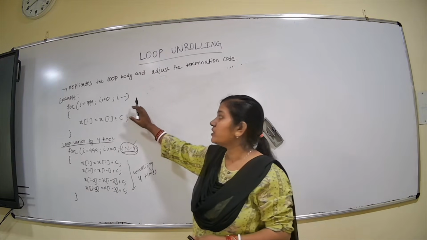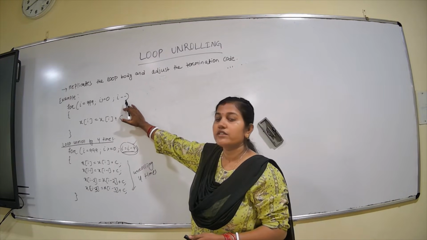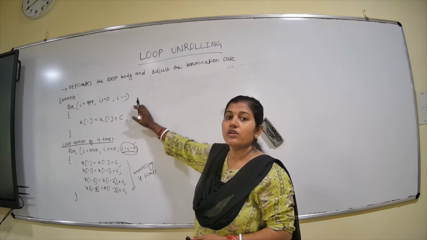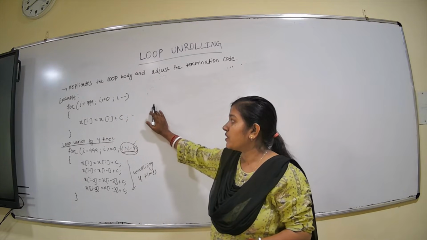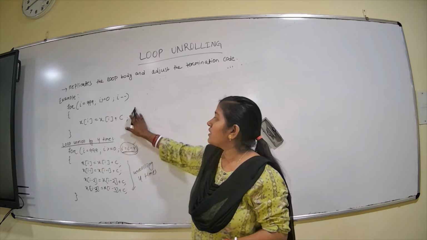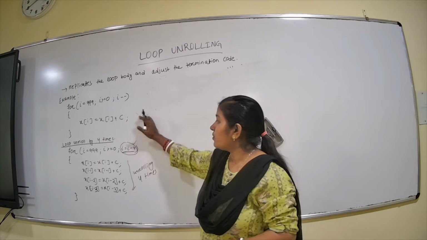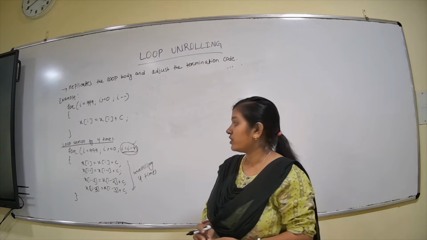For that, what is the C code? For i = 999; i >= 0; i--, x[i] = x[i] + C. Now it will be unrolled 4 times. So, what is the code?